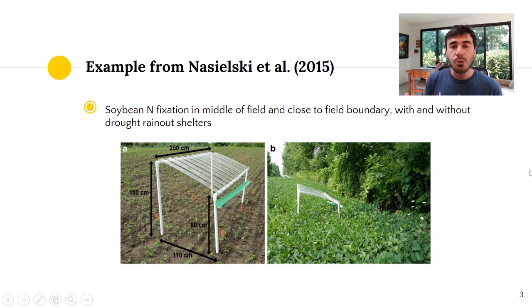So what I was doing is I was measuring nitrogen fixation both in the middle of a soybean field, and right by that tree row in what we call the tree-crop interface. We were also looking at the effects of a simulated drought using these rainfall shelters, but let's forget about the drought, and let's only focus on nitrogen fixation in the middle of the field versus close to the tree row. Was there a significant difference between these two locations in terms of nitrogen fixation?